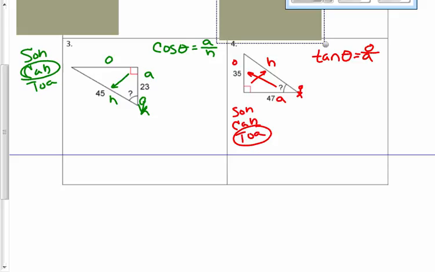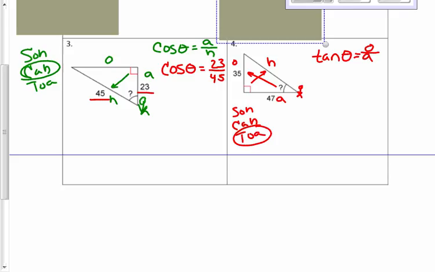All right, so hopefully you were able to label your H, O, and A, identify what trig function, and then substitute in. So looking at number 3, based on what they gave us, we know this was a cosine problem. They gave us a 23, which was your adjacent, and the hypotenuse of 45. So cosine of theta equals adjacent over hypotenuse. So cosine of theta, we substitute in, is 23 over your hypotenuse of 45.